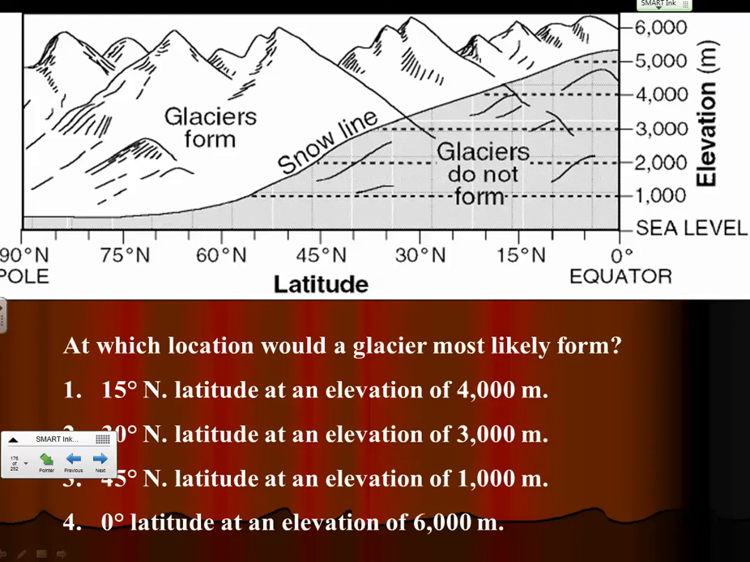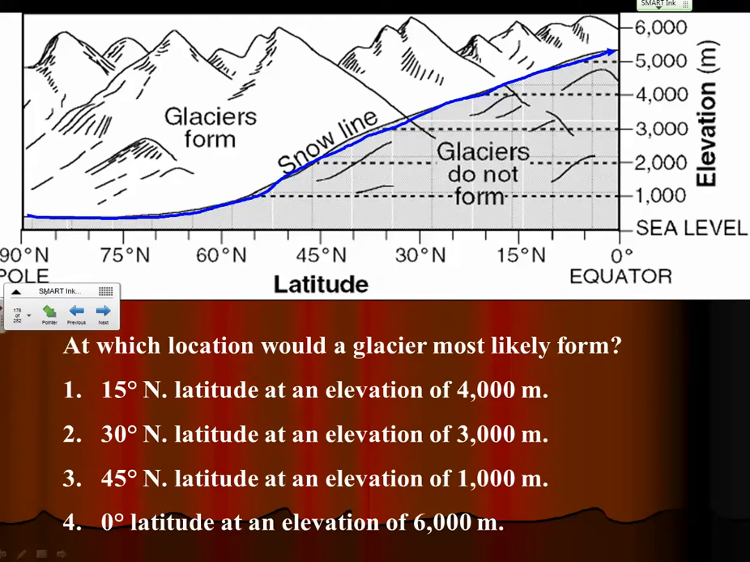Here's a question showing how this all works. So we have elevation on the right, we have latitude on the x-axis, and this line right here, the snow line, anything above that are the conditions favorable for glaciers forming. Below it, they don't form. So let's look at these potential answers here and figure out which one is correct.